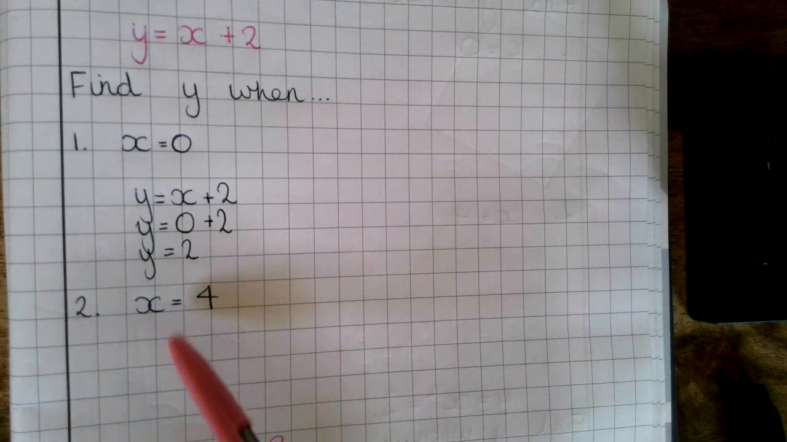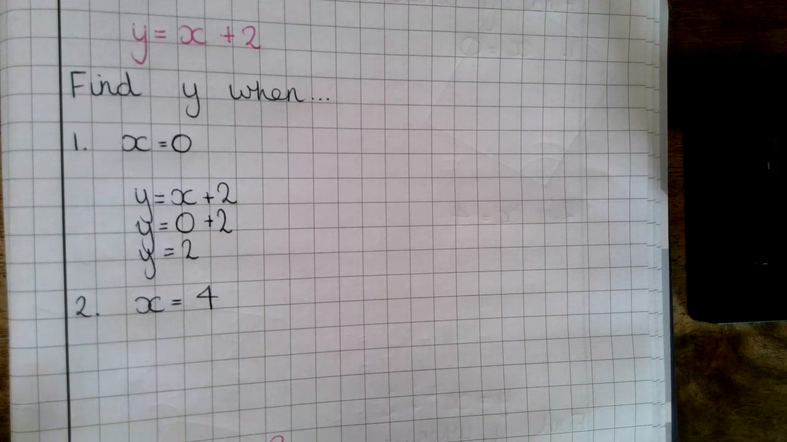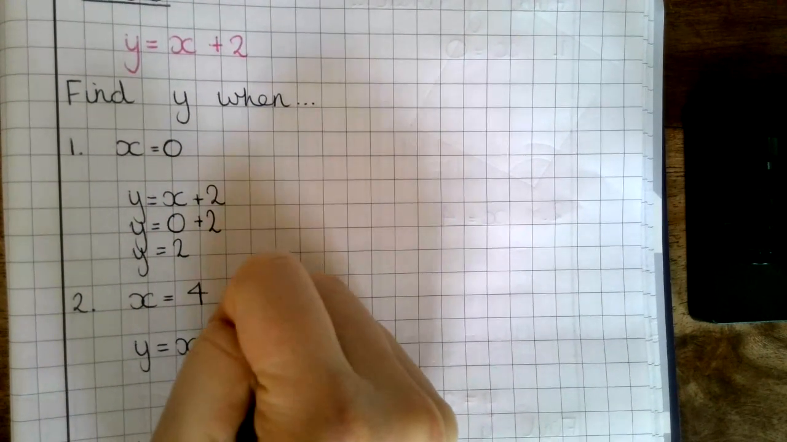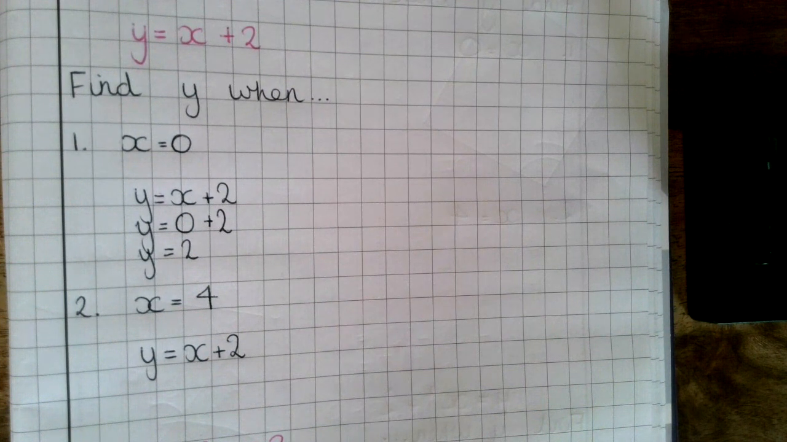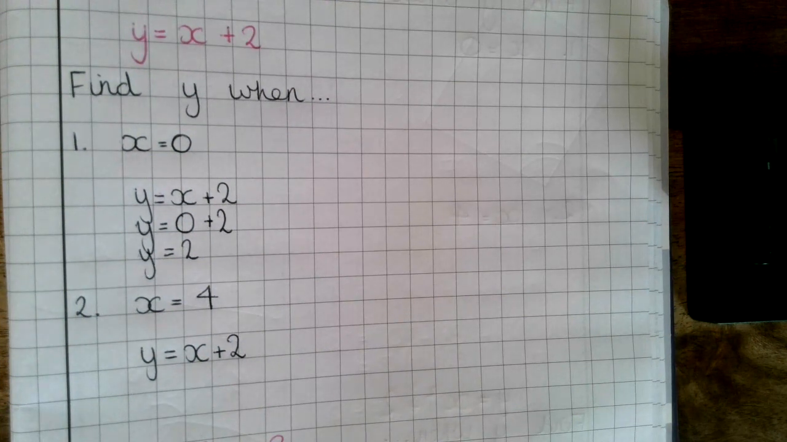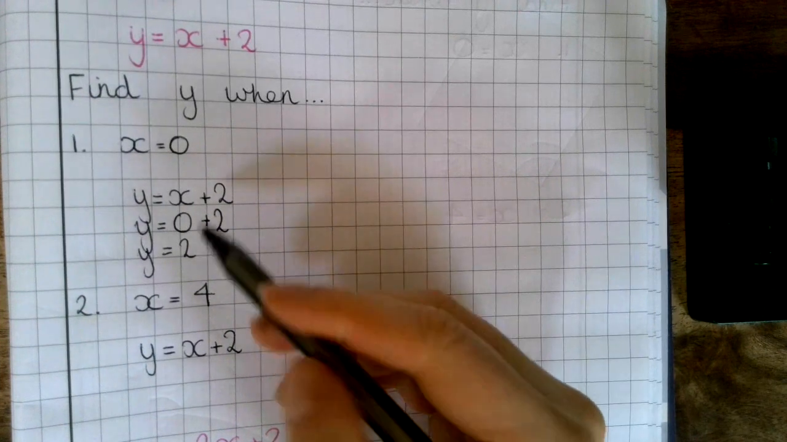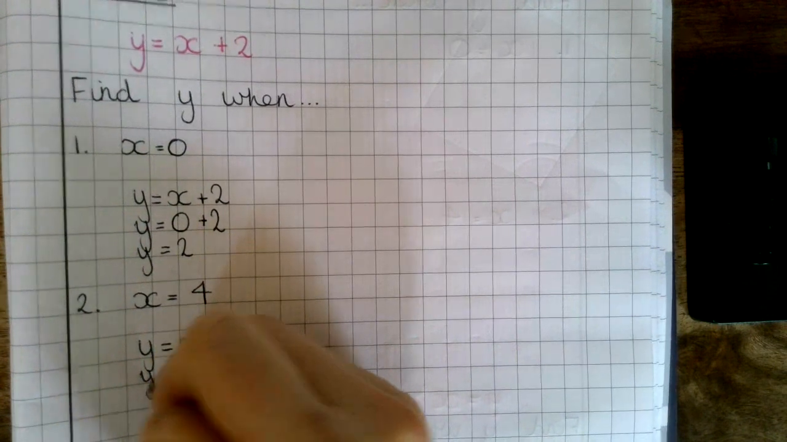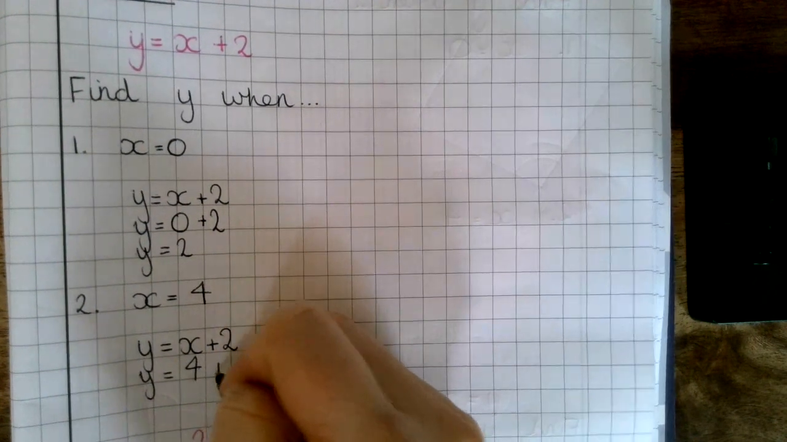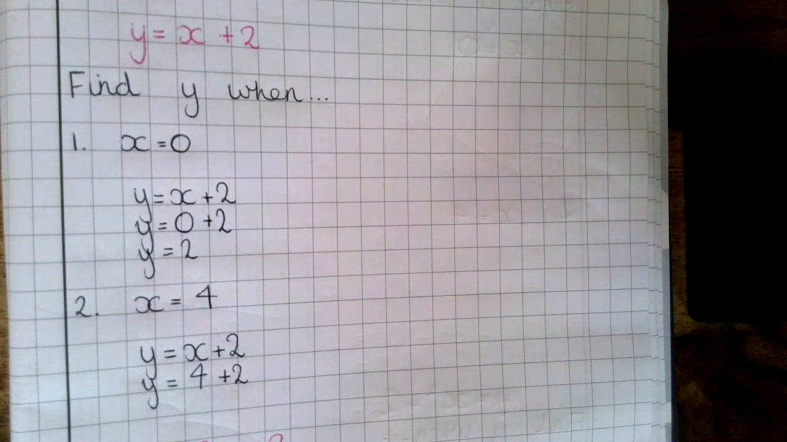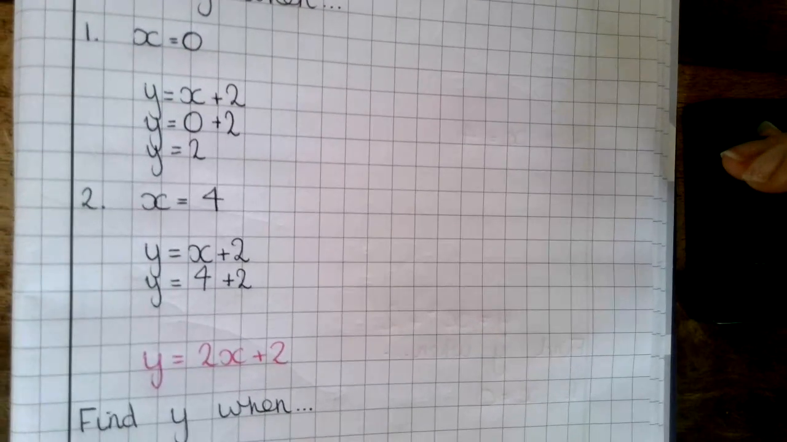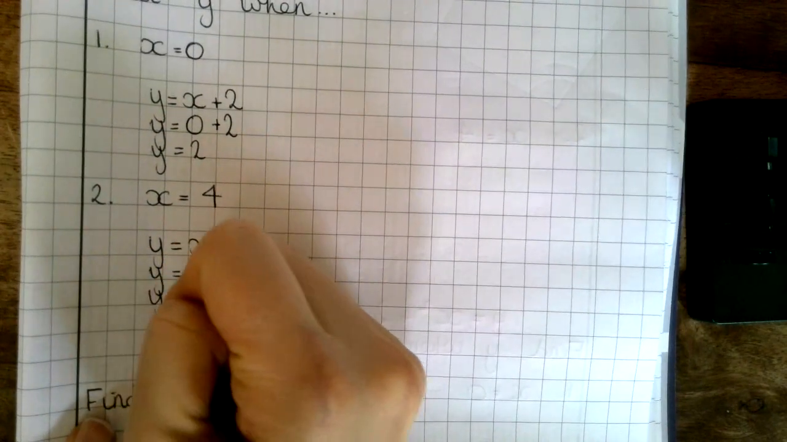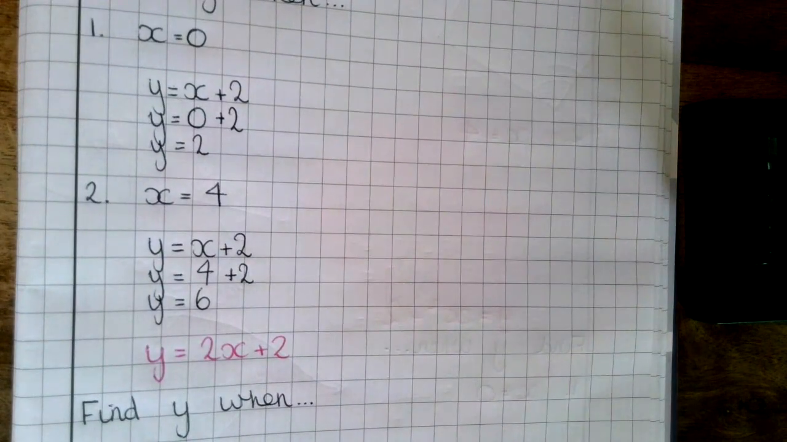Question 2 says, find y when x is equal to 4. So again, I'm going to start by writing out the equation that I'm substituting my values into. y equals x plus 2. Now x is equal to 4. So before, where I wrote a 0, this time it's going to be different. It's going to be a value of 4 plus 2. And we're going to see how our answer differs when x is equal to 4. 4 plus 2 is 6. So y is equal to 6.